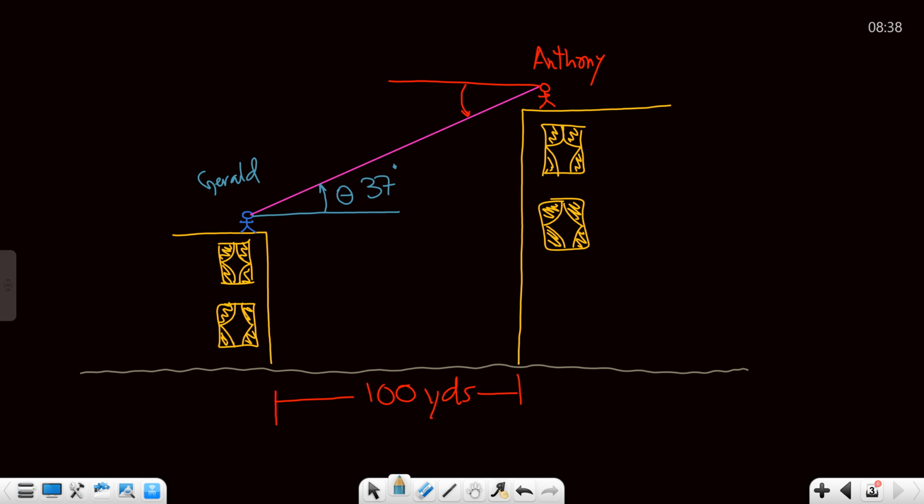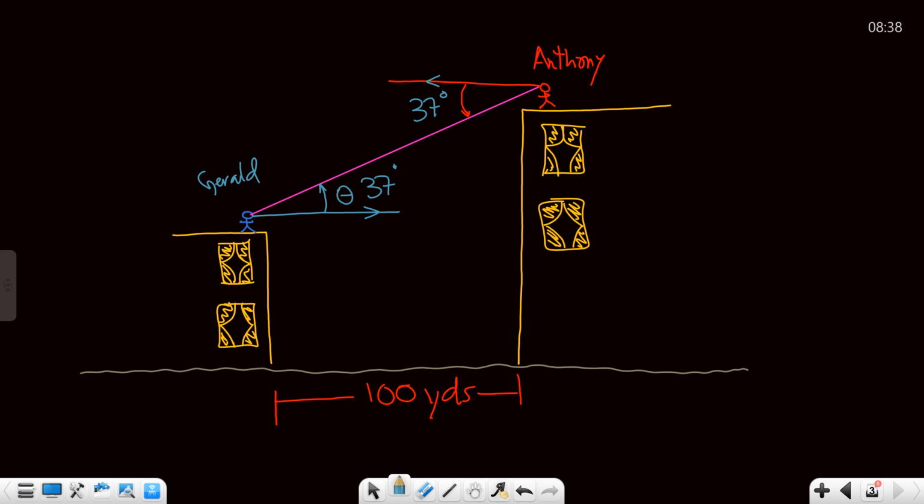How big is Anthony's angle of depression? 37 degrees. Why? Because it's an alternate interior angle. Beautiful. These are both horizontal, and therefore they must be level because all horizontal lines are level. And as Sean mentioned, those are alternate interior angles. So this is also 37 degrees.